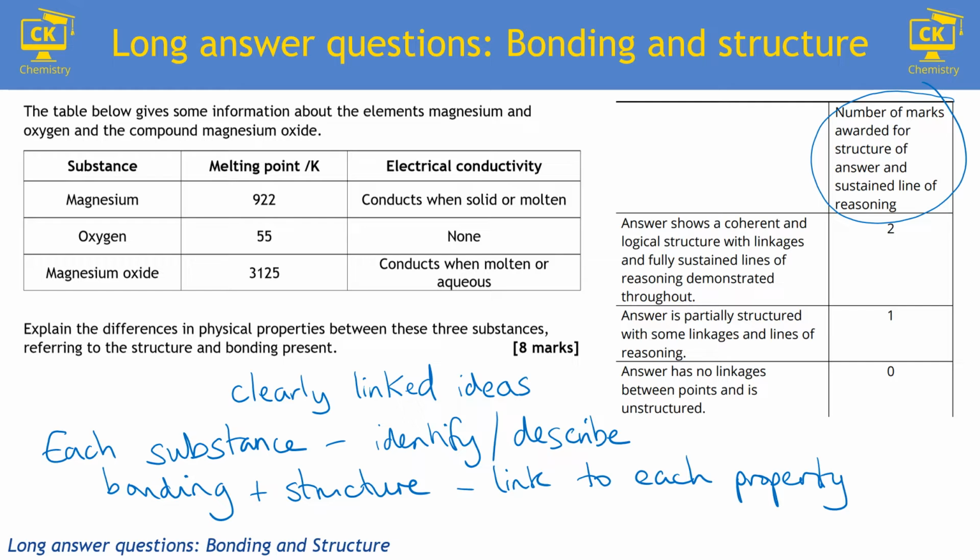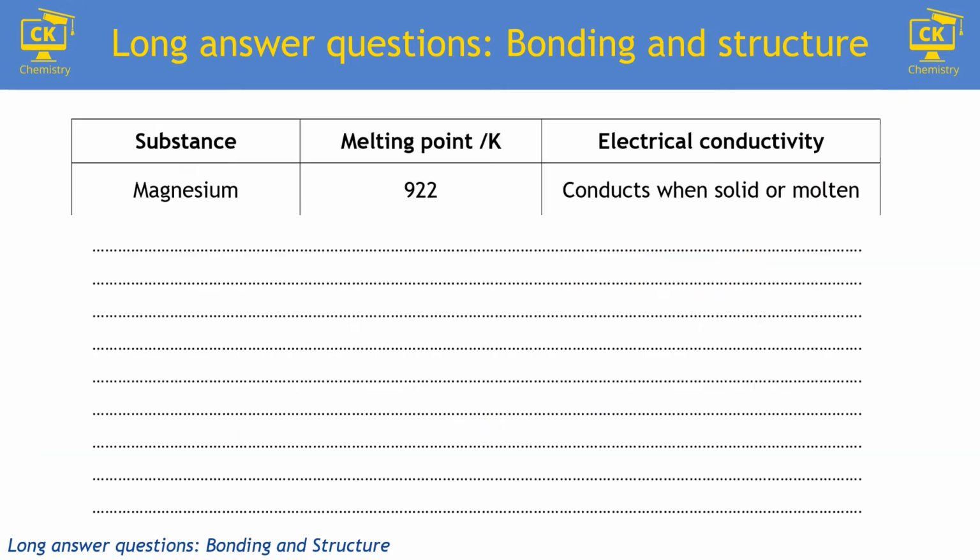You're much less likely to have to repeat yourself as well, because if you talk about just melting point, you're going to have to talk about the bonding and structure, and then you have to bring the bonding and structure up again when you talk about electrical conductivity. So this is much more efficient way of doing it. Treat it like 3 questions almost. So let's start with magnesium. First of all, we need to identify the bonding, which is metallic, and the structure, which is a giant lattice structure, and that's because all metallic substances are giant lattices.